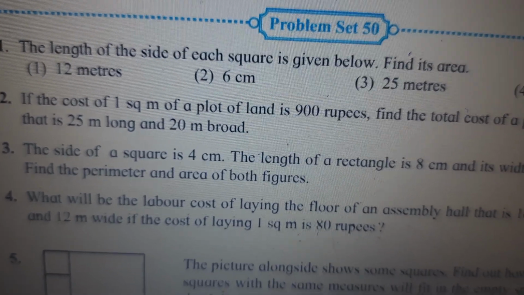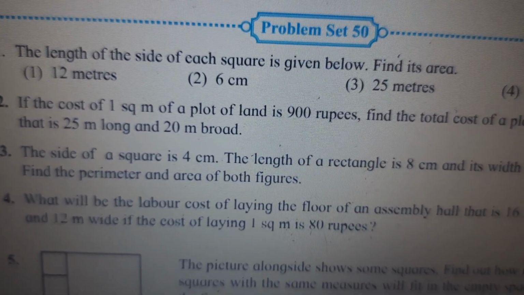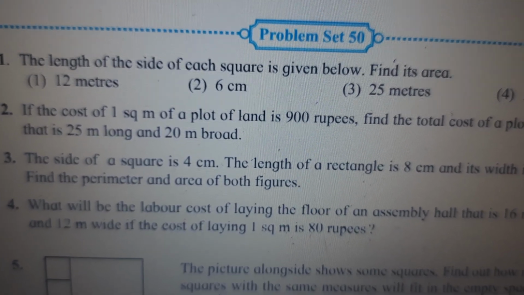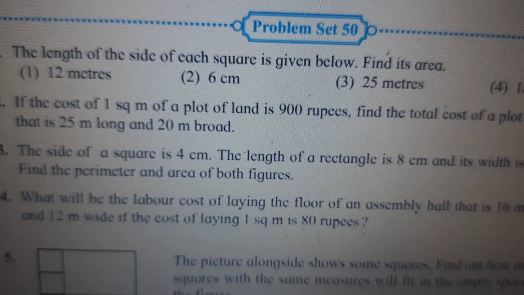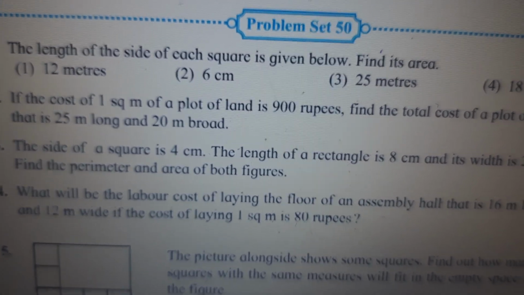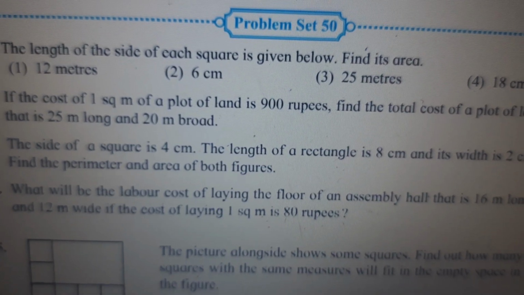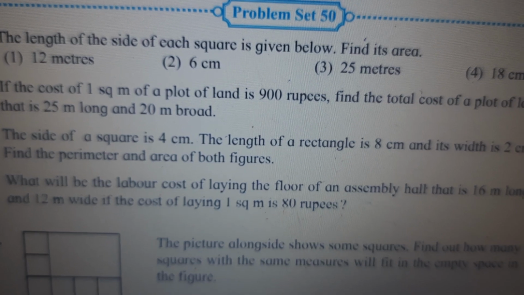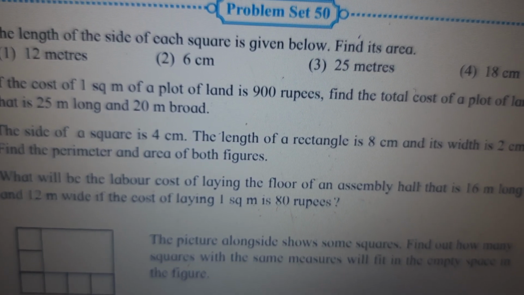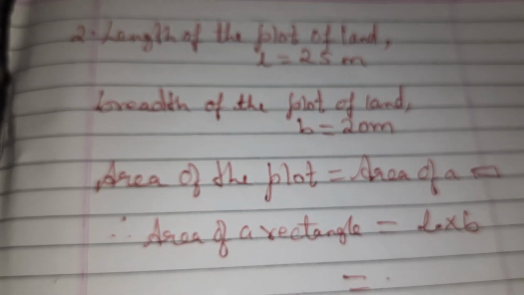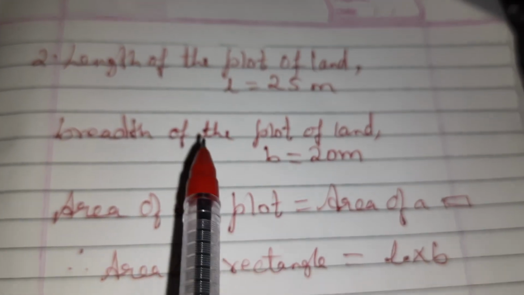So first we will have to find out the area of this particular plot, and this plot looks like a rectangle because it is 25 meter long and 20 meter broad, two different measurements, so it is a rectangle. So we will use the area of a rectangle, find out the area of this plot, and then we will multiply with the 900 rupees to find out the total cost of the plot of land, children. Okay, so we just read the question.